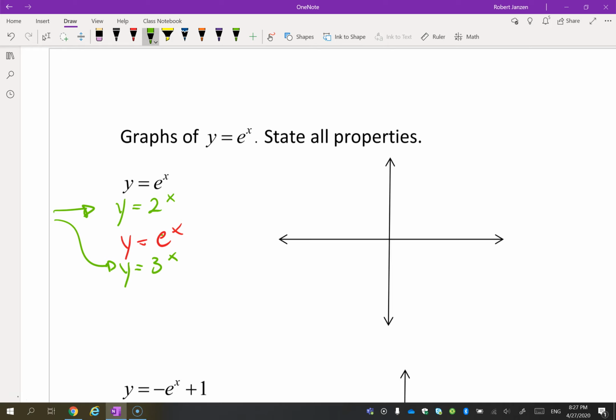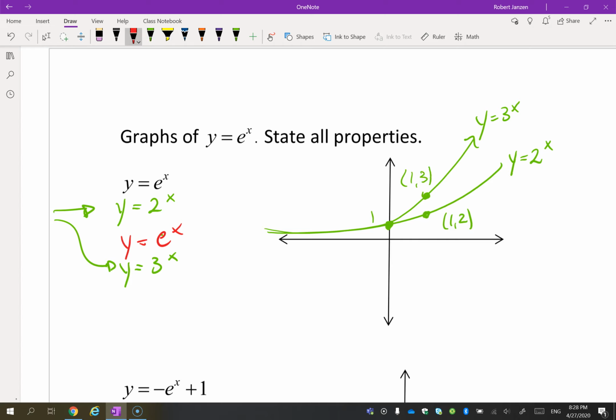So let's quickly try those. So in our head, let's quickly think about this. This graph, if we said this was y equals 2 to the x, you'd know it would cross at 1, and then you would have a point where x would be 1, y would be 2. If you also drew y equals 3 to the x, again it's going to go through 1, but this point would be 1, 3.